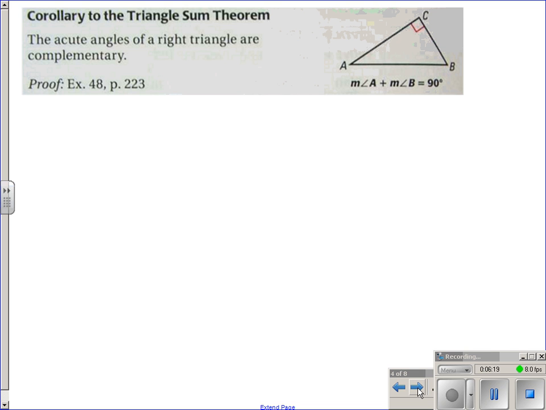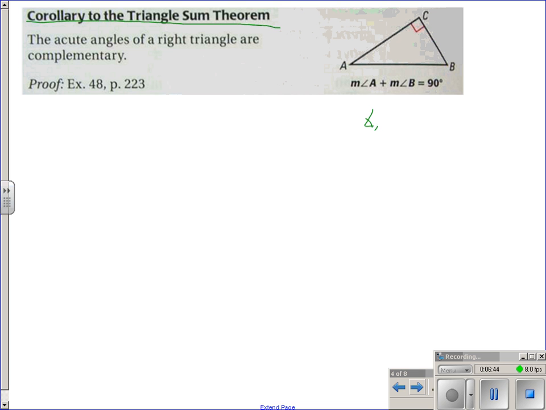And the last theorem is this, corollary to the triangle sum theorem. A corollary is something that you can prove. It's just kind of like an offshoot. Yeah, we know the three angles of a triangle have to be 180, but here's something else that comes from it. So it says the acute angles of a right triangle are complementary.